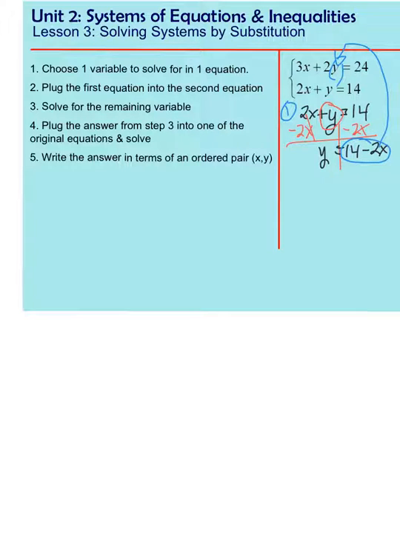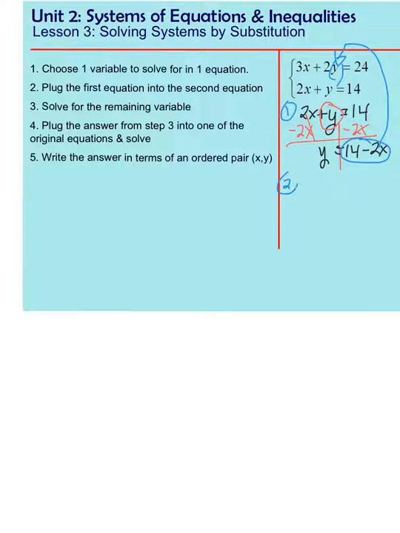Now the reason for this is because if we're trying to find a solution that these two equations have in common, our assumption is that they both have the same y and they both have the same x values. So if this y value is equal to 14 minus 2x, then this y value here should also equal 14 minus 2x.